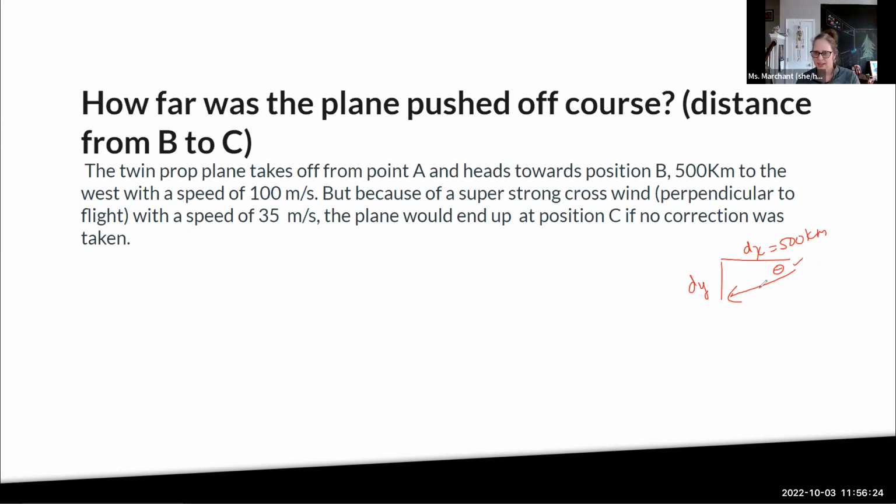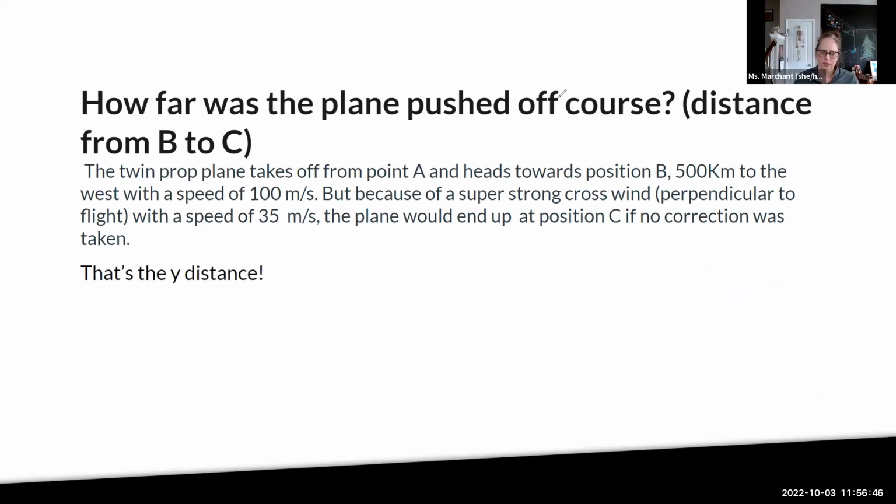We could use the tangent again this way, but with 500,000 meters to make sure you're comparing apples to apples. So if they want the answer in meters, use 500,000. If they want the answer in kilometers, use the 500. So that's one way you could do it. Is there a second way? Yep, oftentimes there's multiple ways to solve the problem.